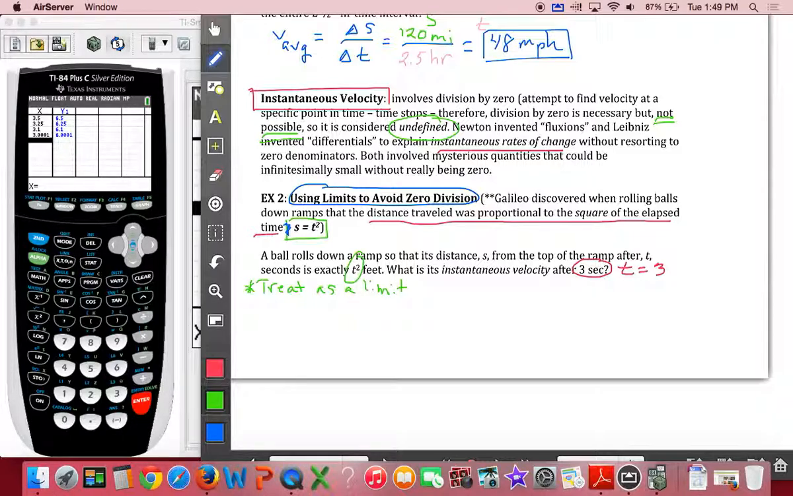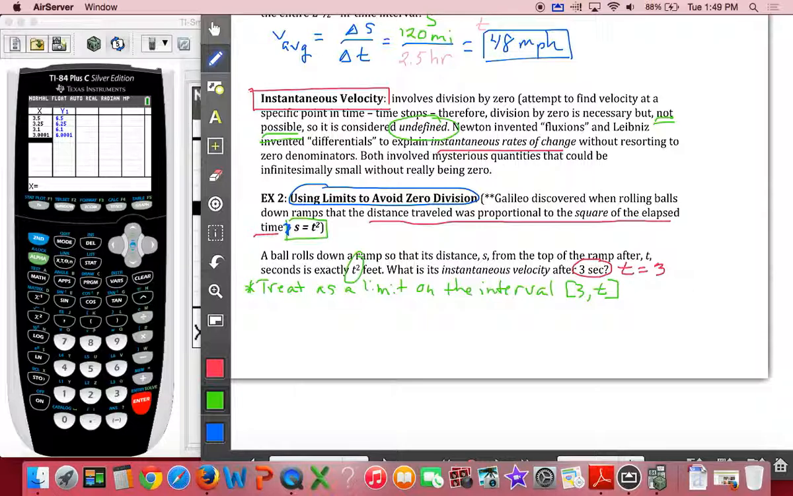So what we just did was the why. Why are we going to do what we're going to do now? So treat as a limit on the interval (3, t). Remember why I chose 3, t? Because our time is 3, that's what we're approaching, and then we always want to go to the right of 3. You could go to the left, but who wants to? It's harder to go to the left.